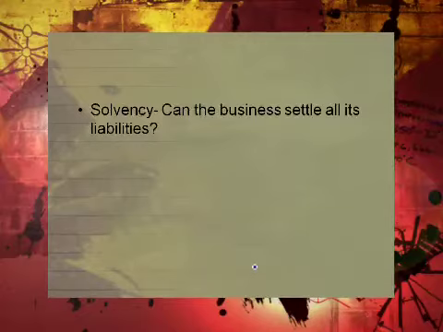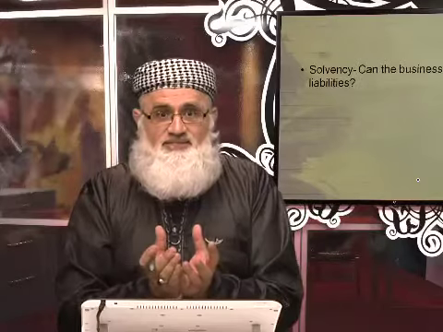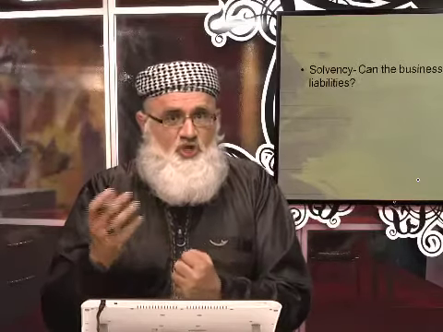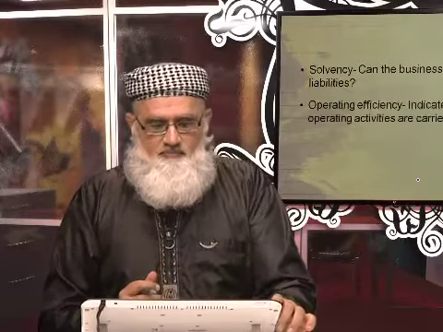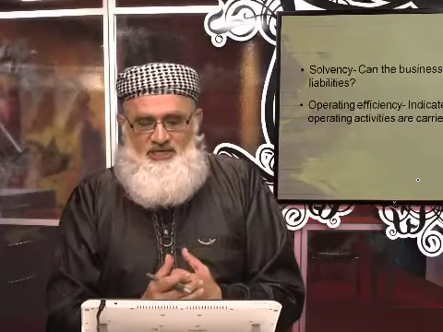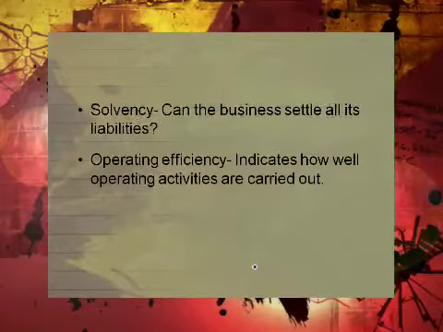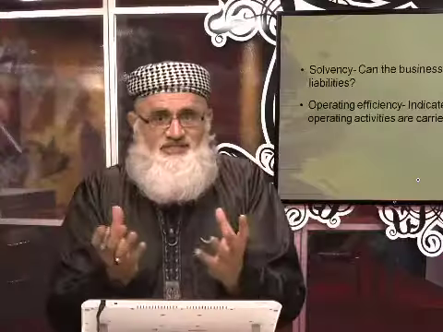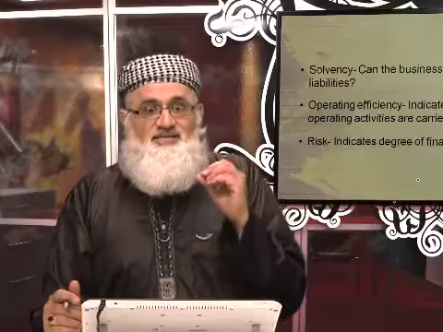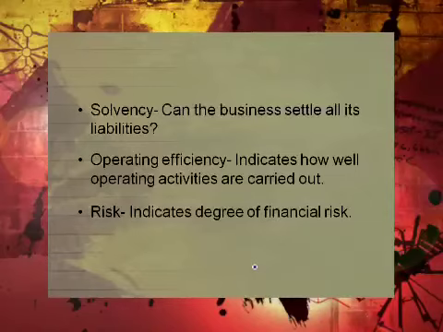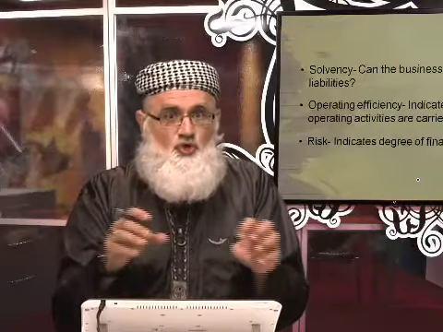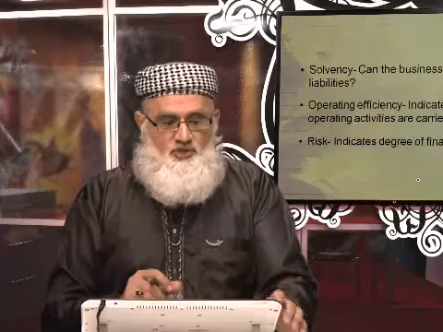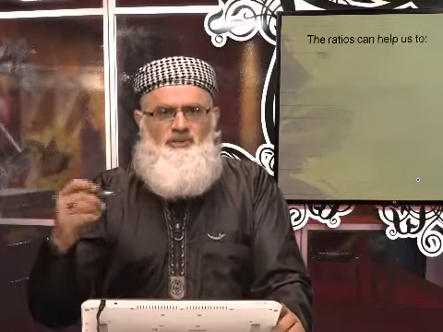Solvency. Can the business settle its liabilities, all its liabilities? Now notice the difference between solvency and liquidity. Operating efficiency indicates how well our operating activities are being carried out. So again, these are all categories under which the ratios would fall. Risk indicates the degree of financial risk. In other words, how much risk is there in this particular business? So you can clearly see that depending on what you're looking for, there's a particular ratio that you will have to use. What will the ratios help us to do?